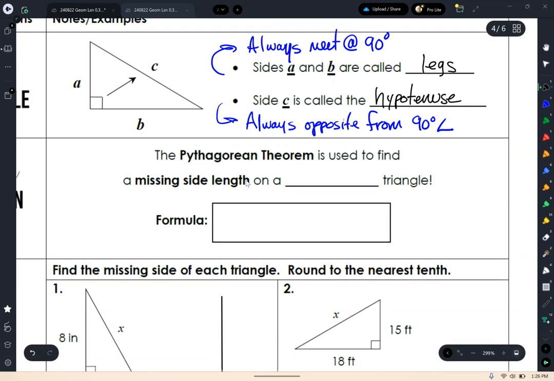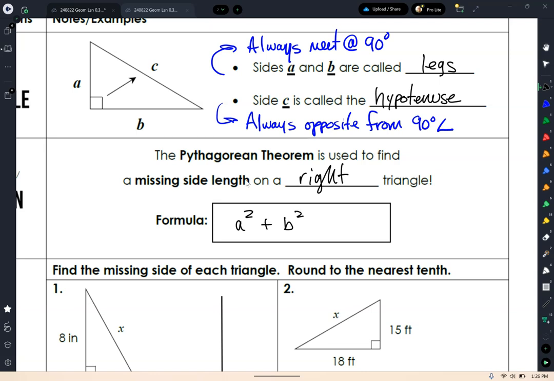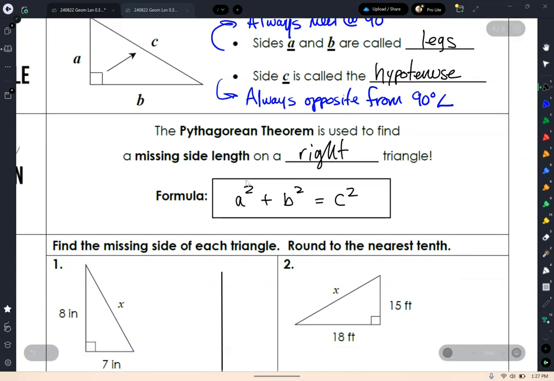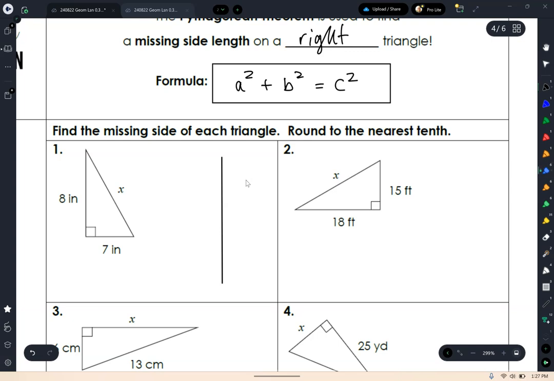Of course, we now know the Pythagorean theorem is used to find the missing side length on a right triangle, and that our formal theorem is a squared plus b squared equals c squared. Just sort of formalizing some of the things we've talked about here. Now, you will have questions where it doesn't work out to be a nice, neat whole number. And that's when you will have to round your answers to where I tell you to. In this case, we're going to round our answer to the nearest tenth. All right. You got number 1.